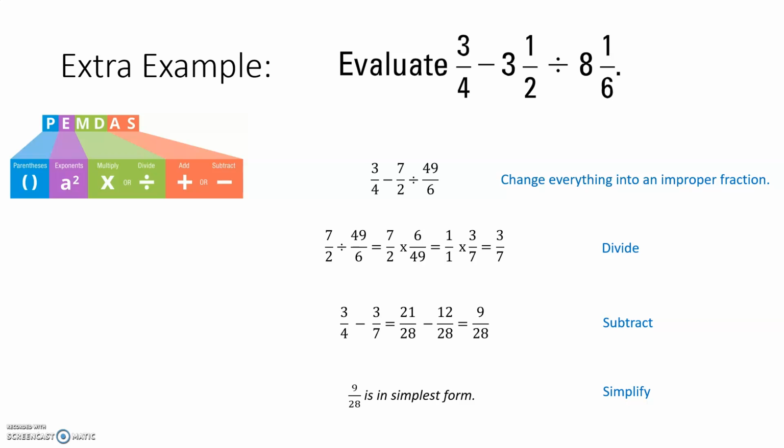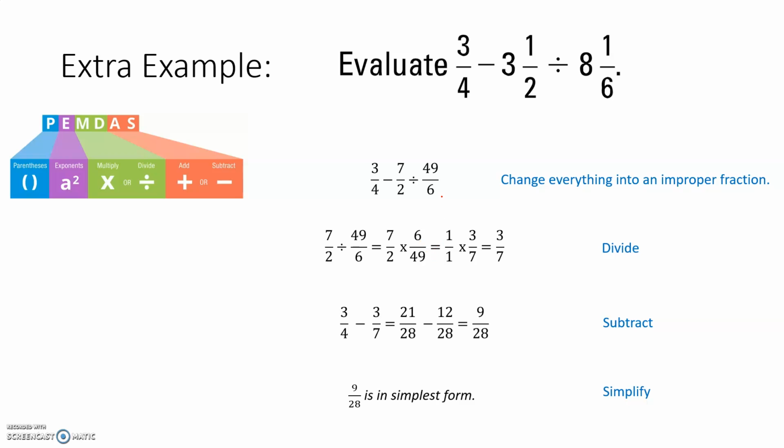So evaluate 3/4 minus 3 1/2 divided by 8 1/6. All right, so first thing I did is convert everything into an improper fraction. So 3/4 minus 7/2 divided by 49/6. So 3/4 is 3/4, 3 1/2 is 7/2, 8 1/6 is 49/6. All right, then we do the division part first. So 7 halves divided by 49/6. Okay, so it becomes 7 halves times the reciprocal of 49/6, which is 6/49.